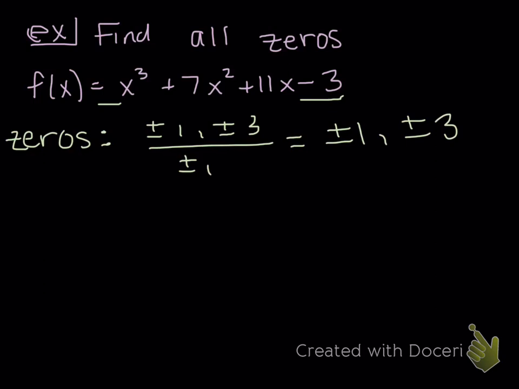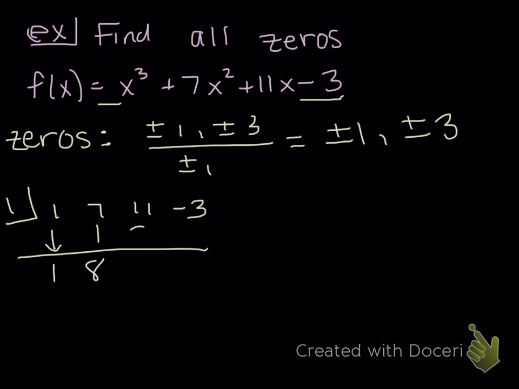So let's test 1. So if I were to test a 1, I'm going to do synthetic. And whatever you think is easier, synthetic might be easier, or plugging it in might be easier. So I'll drop the 1. 1 times 1 is 1. 7 plus 1 is 8 times 1, get 8, 19, 19, and I can already tell that this is not going to be 0. So 1 is out. Now I'm going to try -1.